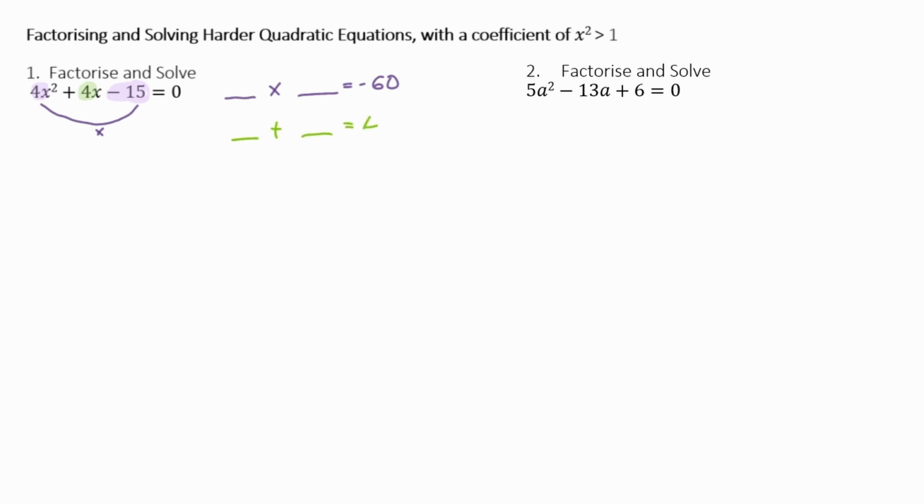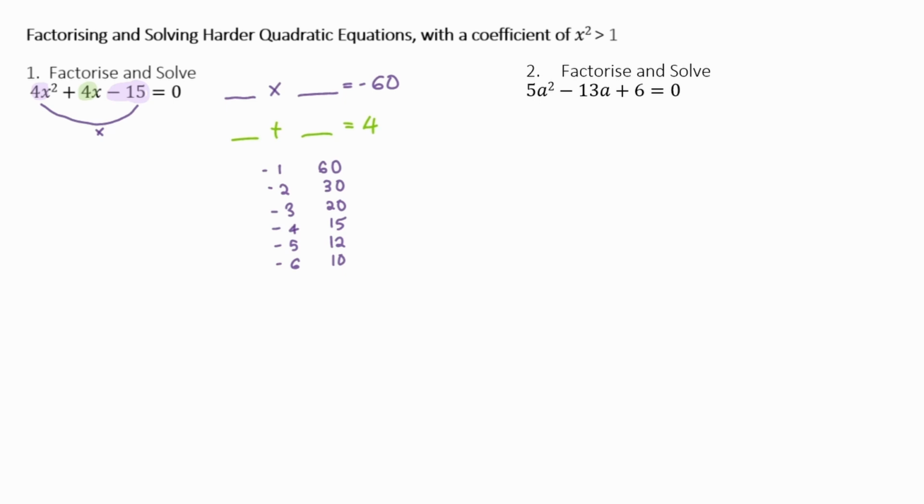So we now need to look for the factors of minus 60. And to do that, we can first look at the factors of just 60. So we've got 1 and 60, 2 and 30, 3 and 20, 4 and 15, 5 and 12, 6 and 10. Because we are multiplying to get a negative product, that means the smaller factors would have to be negative.